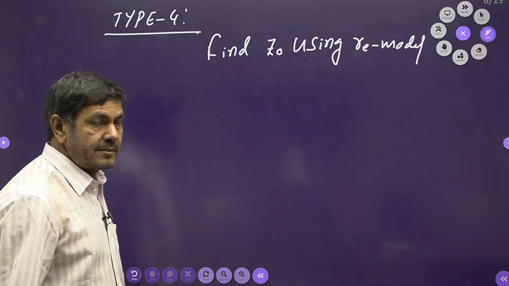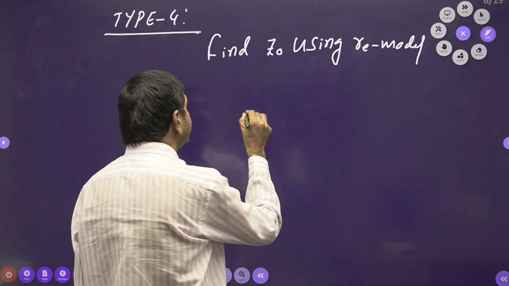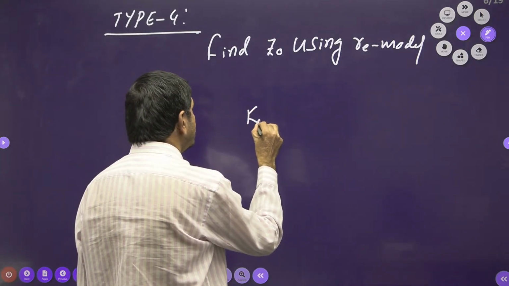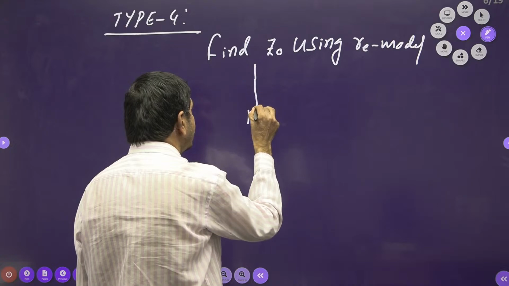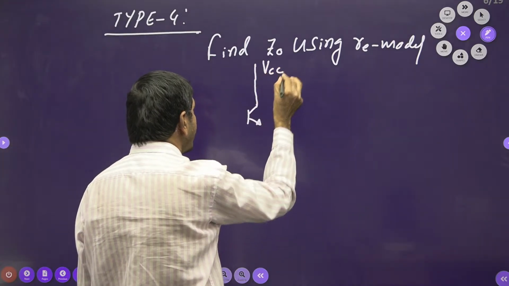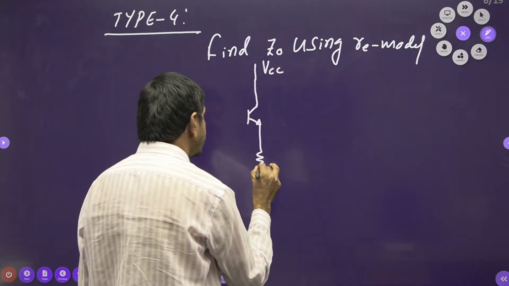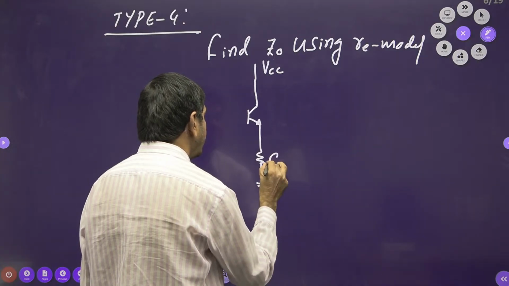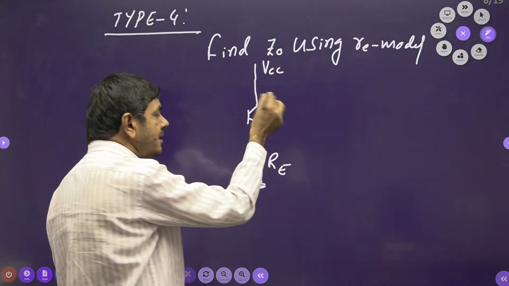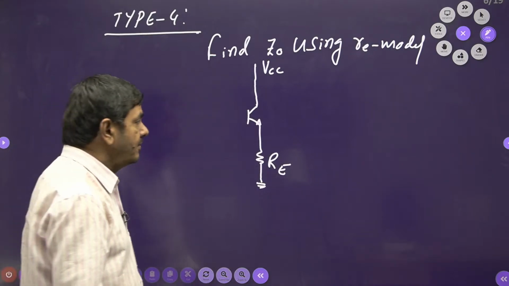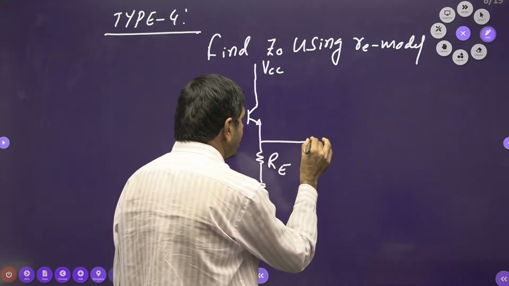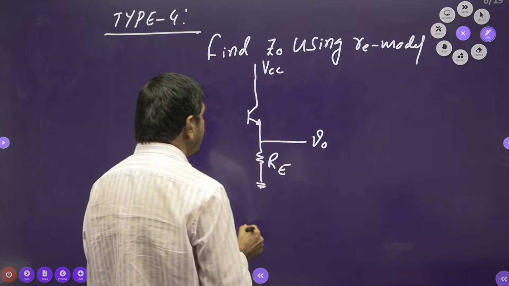Using the re model, I am giving a network like this. This is connected to the VCC. Here the emitter resistance is connected. There is no RC in this network, that change is there now. But the output I received is across this V0.